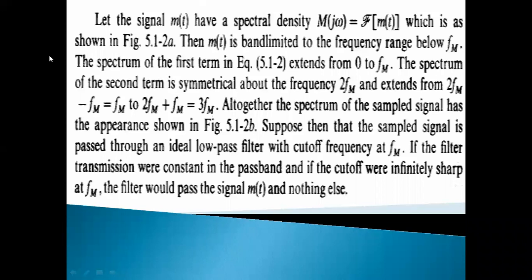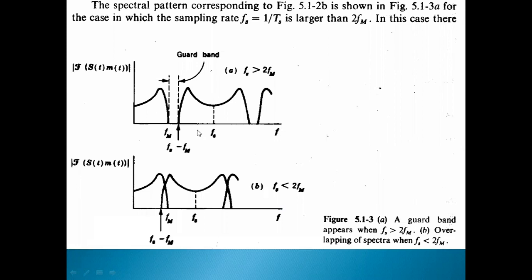Okay, now you already know, the previous class also discussed this concept. 2fm minus fm is fm, 2fm plus fm is 3fm, the span is between fm to 3fm, and 2fm is the center frequency. So if suppose fm is the maximum frequency, the active spectral component starts at fs minus fm. So there is a gap between fm and fs minus fm. This gap may be called the guard band.